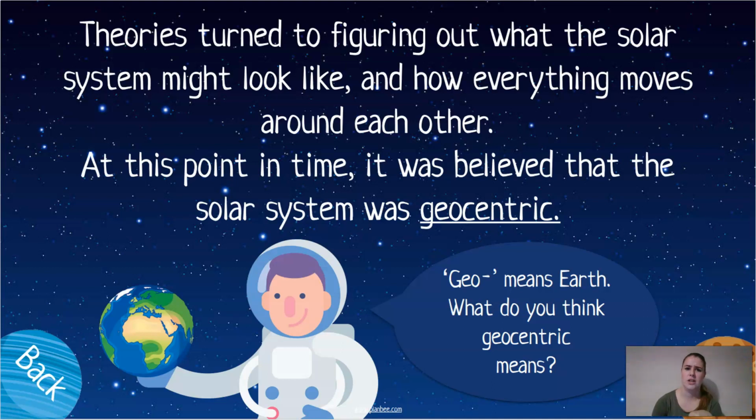Now, theories turned to figuring out what the solar system might look like and how it all moves, because they clearly identified that some of these planets are moving and they want to know how and they want to know why.